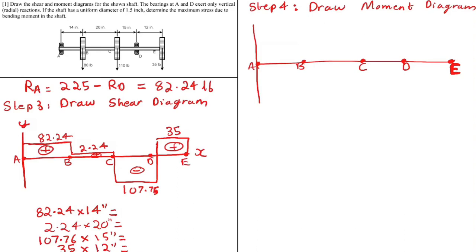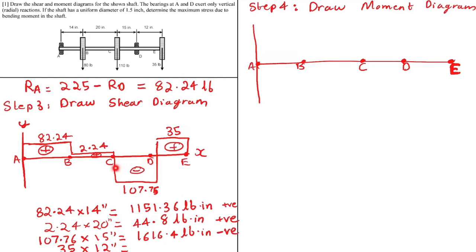So upon calculation, these values will yield 1151.36. The units are important, it's pound inch, and this value is positive. The second one would be 44.8 pound inch, and again it's positive. The next one is 1616.4 pound inches, but this time it's negative. As we can see in the diagram, the area is negative. And the last one is 420 pound inch, and that's positive since it's again above the graph, above the line.